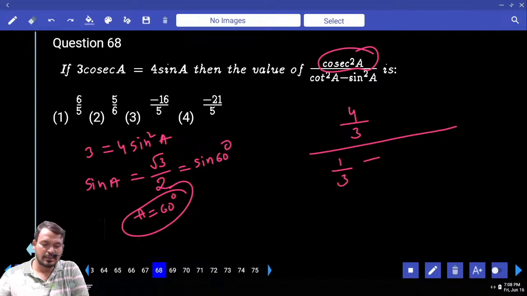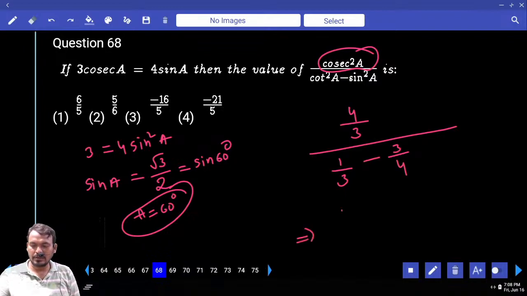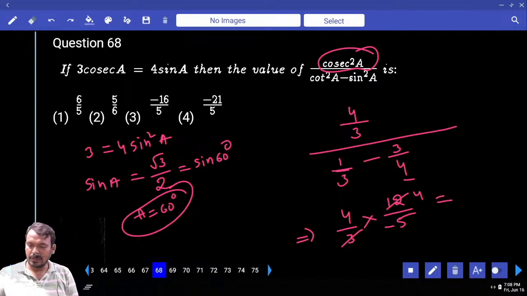Minus sine 60, 3 by 4, or not? And numerator 4 by 3. Denominator 4 into 1 is 4, 3 into 3 is 9. Minus 5 by 12, or not? That is written as 12 by minus 5, or not? 3 almost 4 times, 4 fours are 16, so the answer is minus 16 by 5.